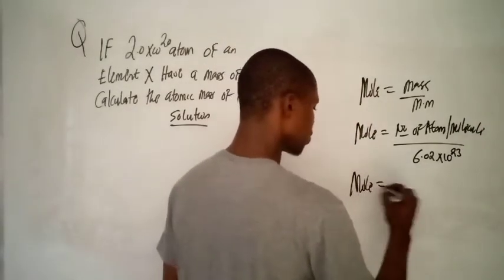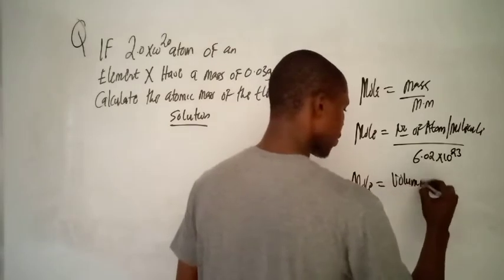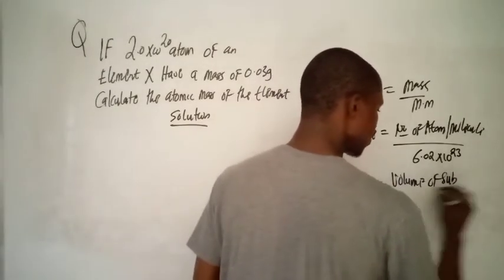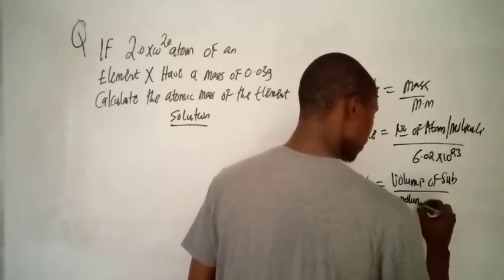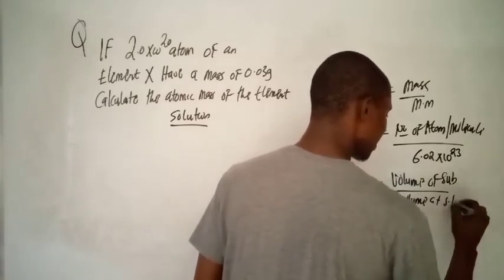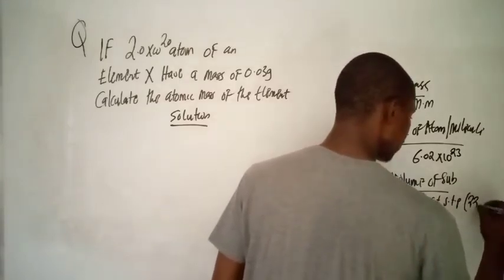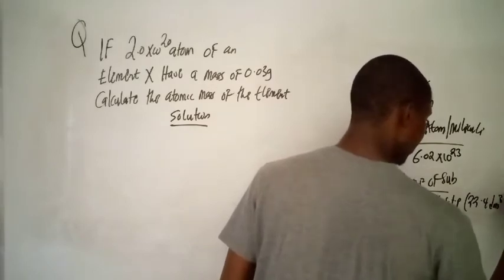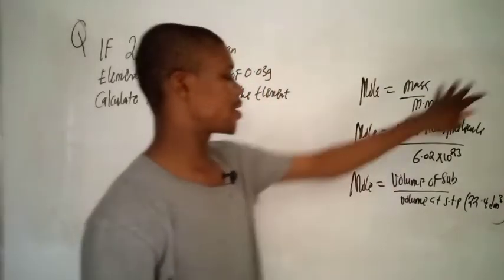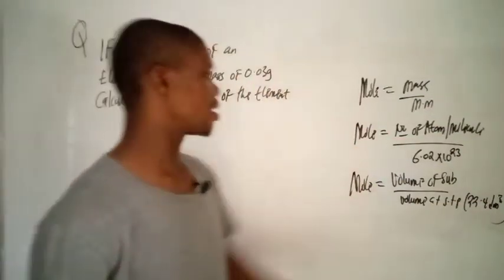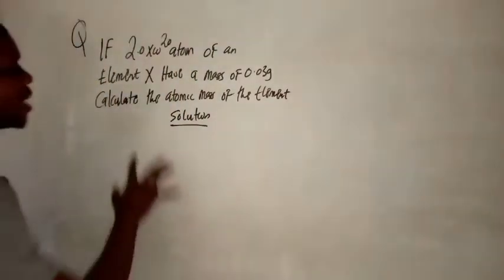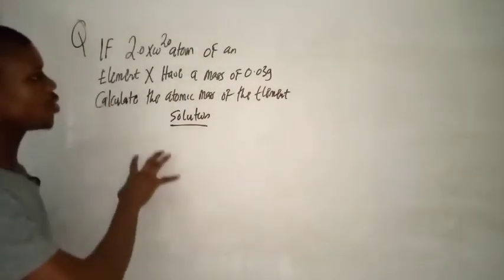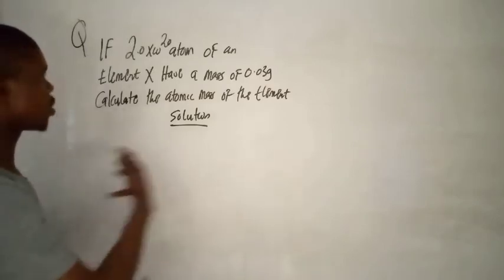And the next one is mole equals volume of substance over volume at STP, which is 22.4 dm cubed. Do you get that? So these are the three basic formulas we are using, and we are going to use two here. Depending on the question, that is the formula you are going to pick in order to solve it.